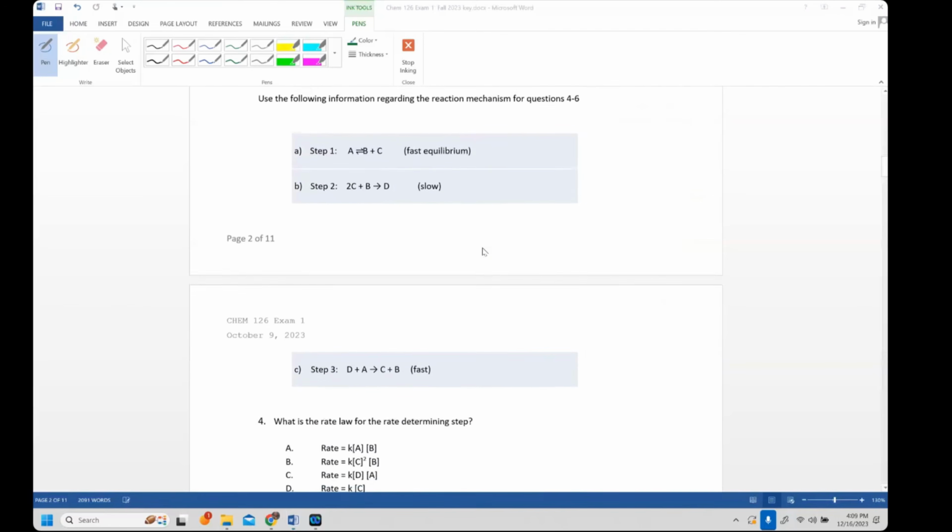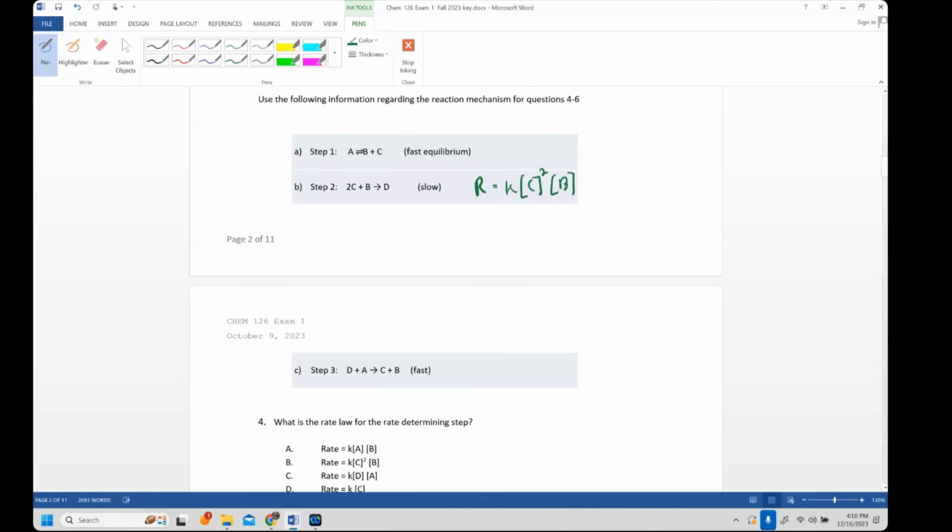All right, next. Use the following information regarding the reaction mechanism for questions 4 to 6. So reaction mechanisms, we know that when we have an elementary step, not the overall reaction, that means we can take the slow step, which is the rate determining step, and we can come up with a rate law. And this rate law is representative of the rate law of the overall reaction, I should say. So this means that rate equals K for the slow step times C squared times B, like that. So this is what we can say about the rate determining step, the slow step.